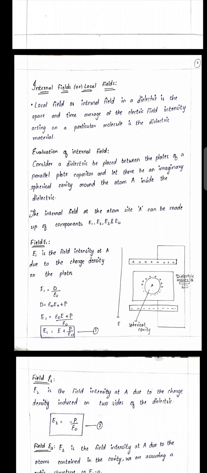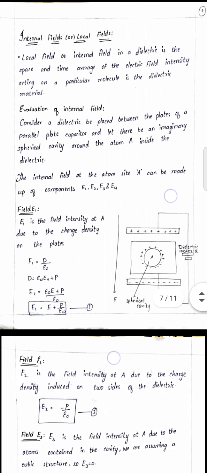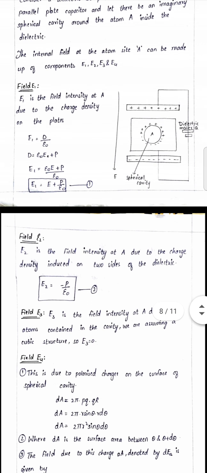Around it are the positive and the negative charges. Now we will see field E1. Field E1 is the field intensity at A due to the charge density on the plates. See, the charge density is on the plates, these plus and minus charges around the cavity. So E1 is equal to D by epsilon naught, and D is epsilon naught E plus P. By solving, we get E1 equal to E plus P by epsilon naught. We will mention it as equation 1.